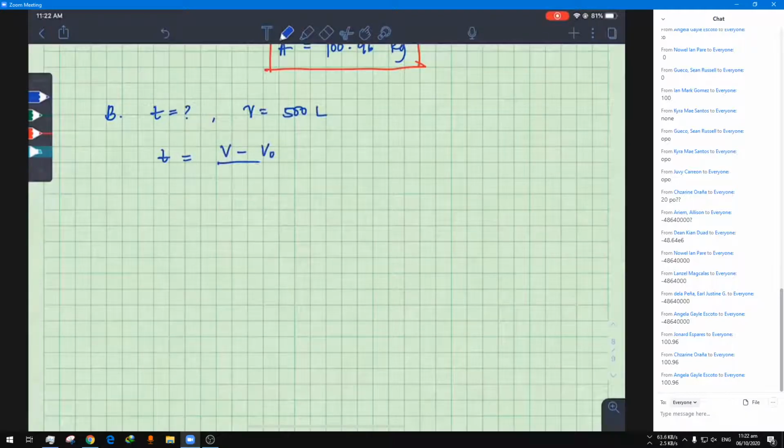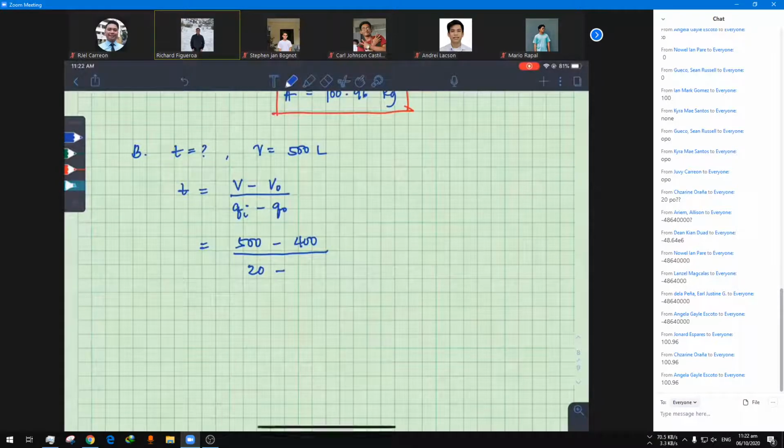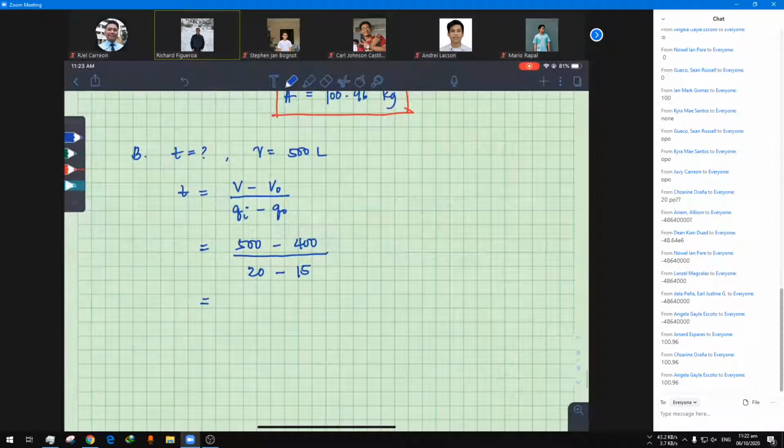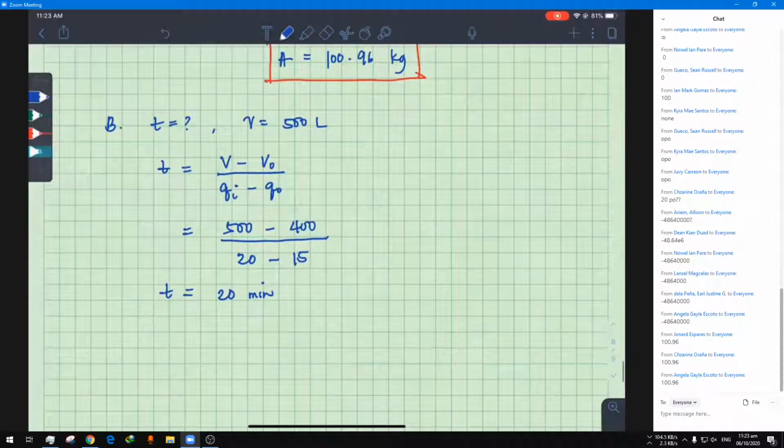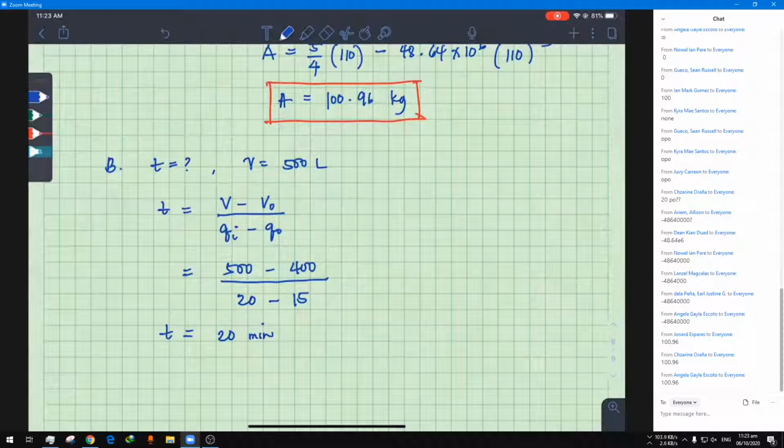So, T then would just be V minus initial volume over Q sub I minus Q sub out. So, which is 500 minus 400. And then, ang Q sub I natin is 20, minus 15. So, 100 divides 5. So, we have 20 minutes. So, after 20 minutes, that is the time that it will overflow, no?